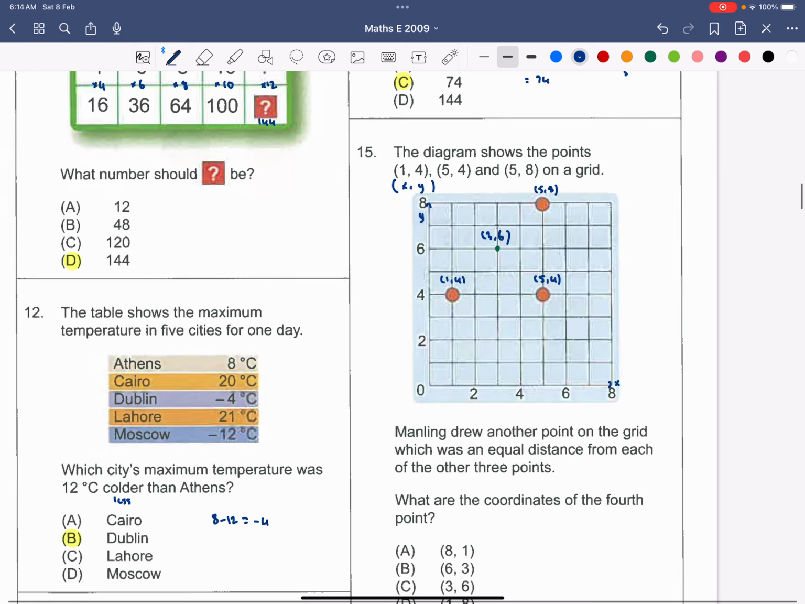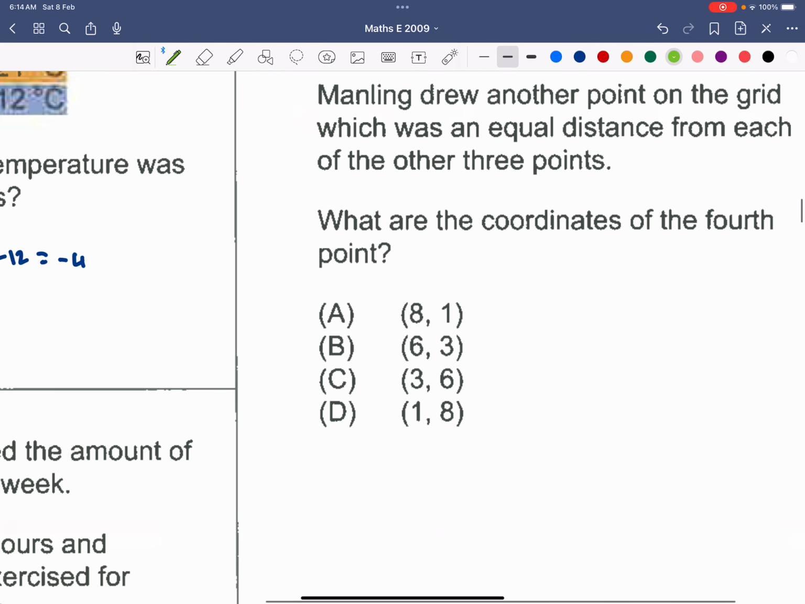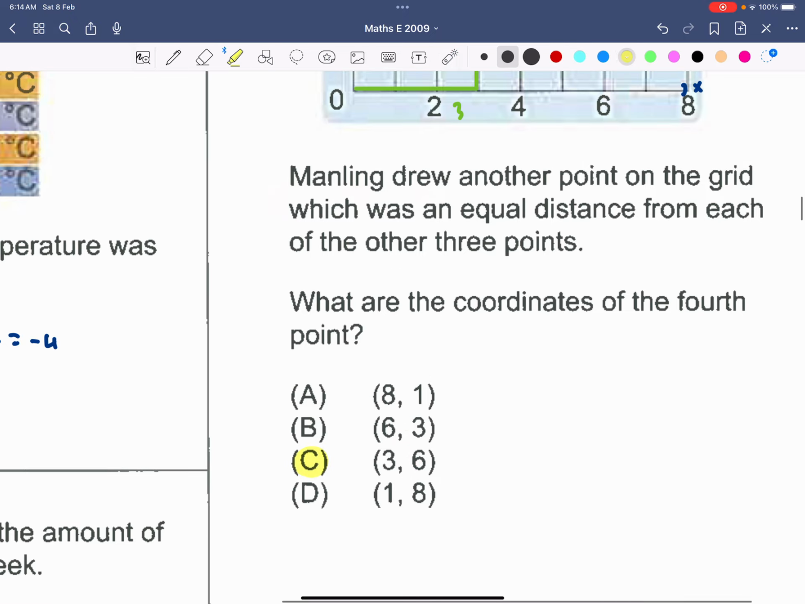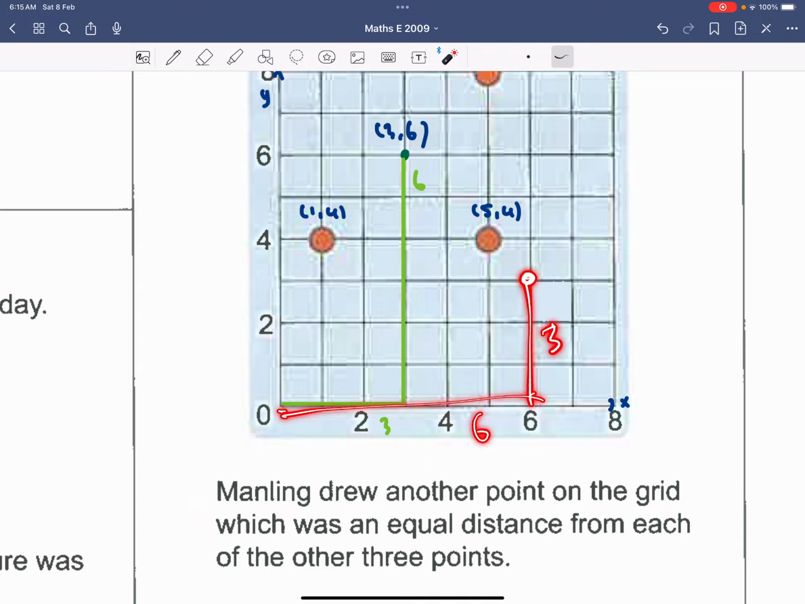X value first, then the y value. I'll say that again. We went 3 units to the right, and then we went 6 units up. So it is 3, 6. So not 6, 3, but 3, 6. Okay? 6, 3 is like here. 6, 3 is there, and that was not the answer. We didn't go 6 across and 3 up. We went 3 across and 6 up. Okay?